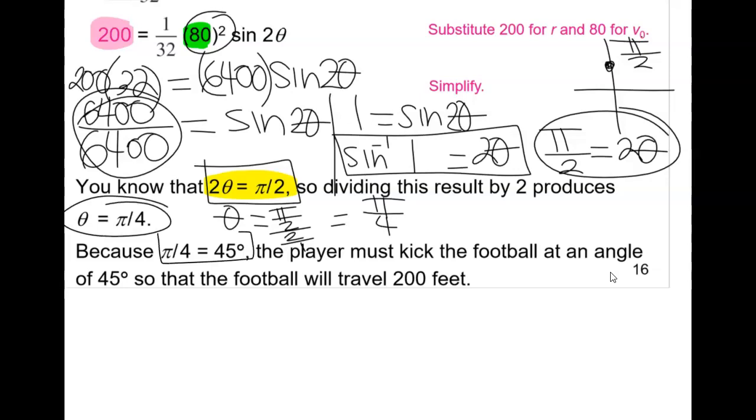And so pi over 4, if WebAssign is asking you to submit your answer in degrees, you should know at this point that pi over 4 is 45 degrees, or you could convert it, and so the answer will be 45 degrees or pi over 4 radians. With that, then we could ensure that the horizontal distance is 200 feet with an initial velocity of 80 feet per second.